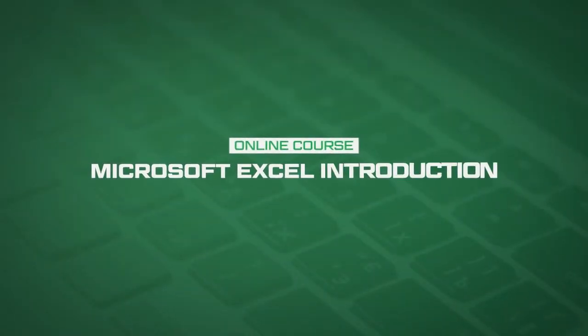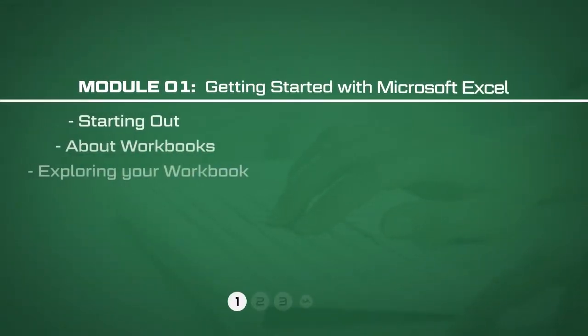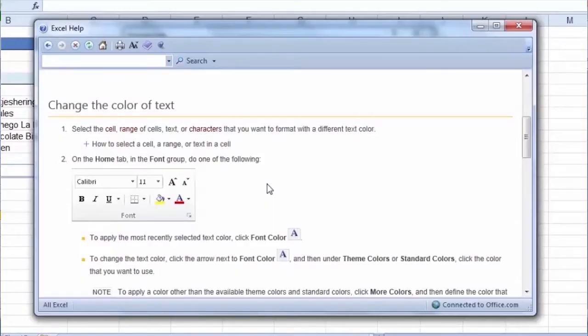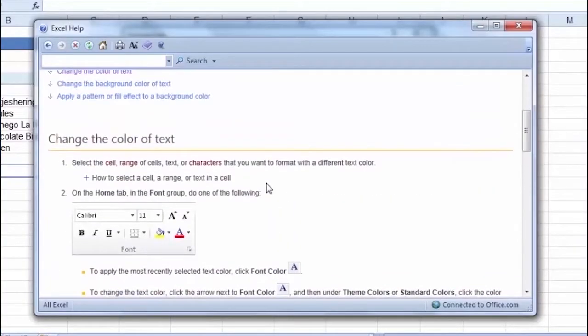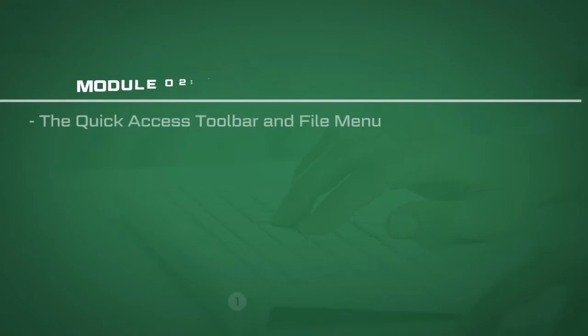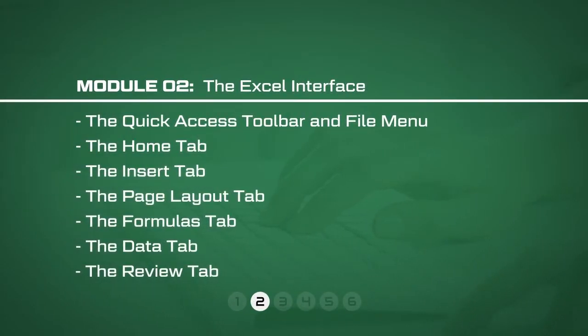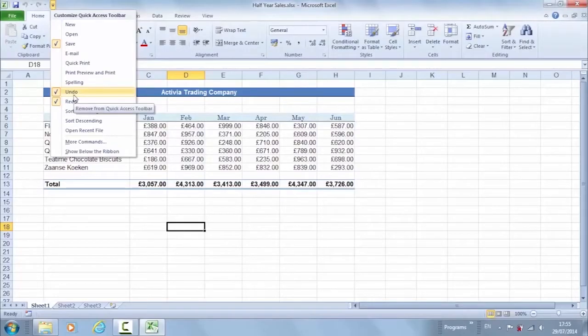Microsoft Excel Introduction. Welcome to this course, which gives you a great introduction to Microsoft Excel. The first module starts right at the beginning and explains how Excel works as a spreadsheet with cells and how to get help. The second module explains how there are several large tabs, each of which displays a ribbon that deals with distinct areas, and looks at each tab so you know what each one is for.